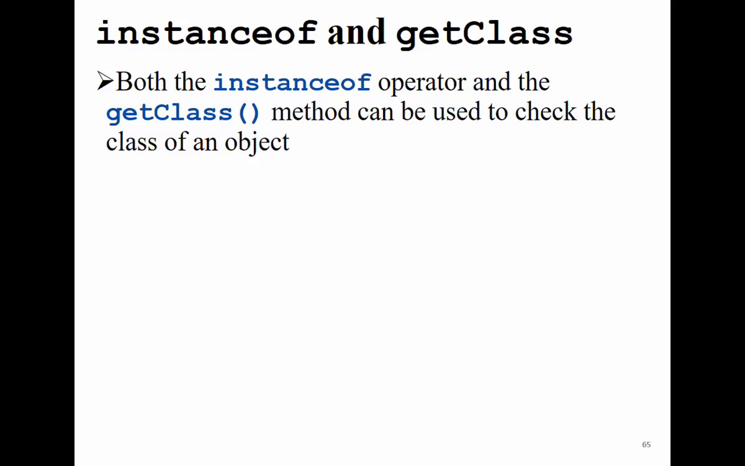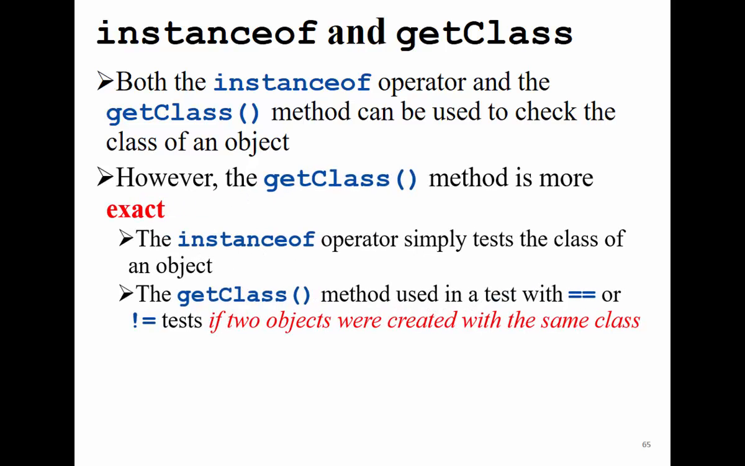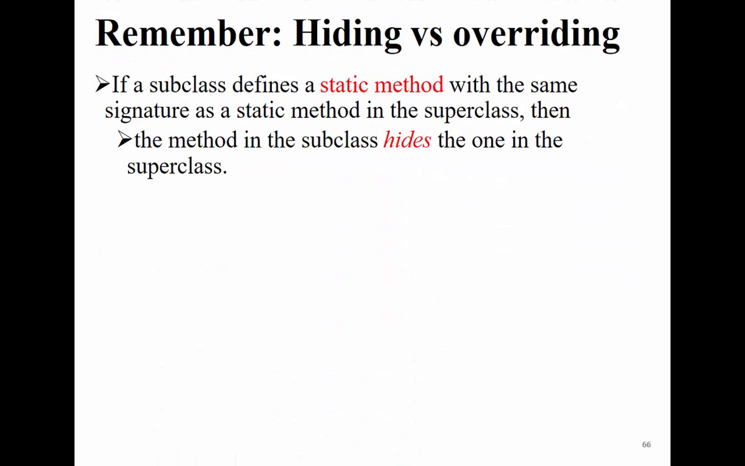So in terms of which is the better, getClass will retain more exact information about the type of the class. instanceof is simply an operator that tells you if this object is an instance of this class or any subclass of it. And with getClass, you can retrieve a type that you can use with equals or not equals to compare between them.